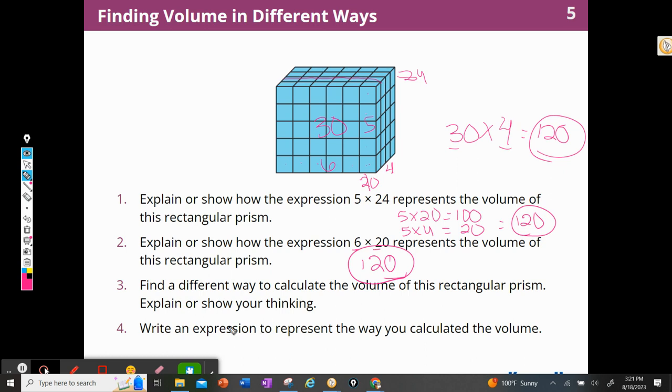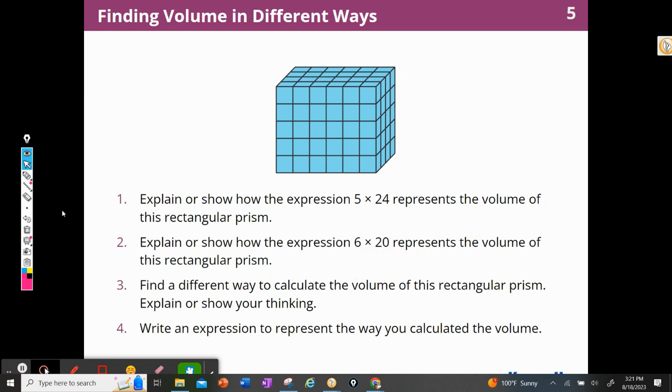And then it wanted that calculation while I showed it up there. So I can do this. 30 times 4 is 120. Can you think of another way to do it? Maybe you can. All right, let's move on.